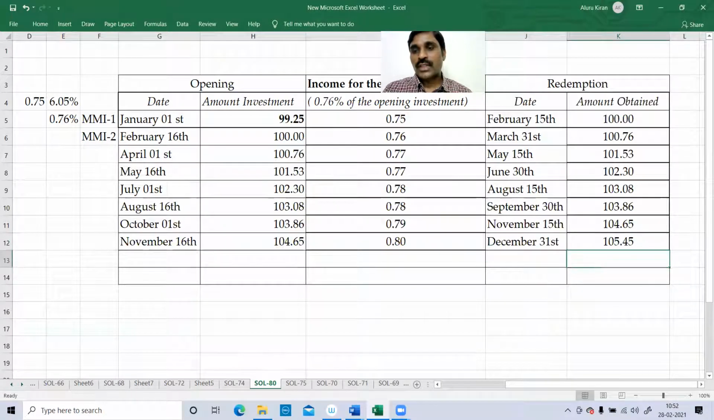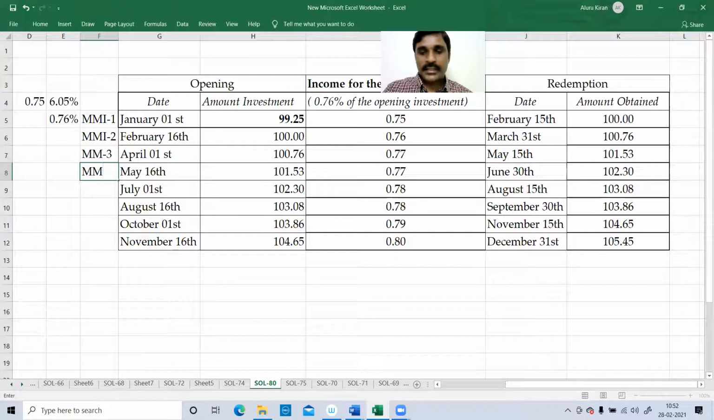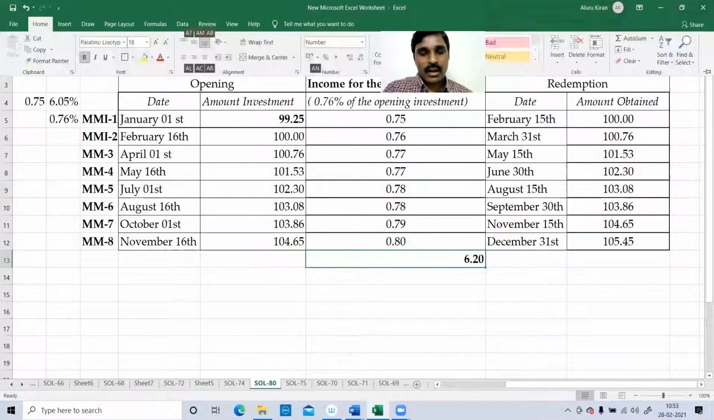That's it. January 1st I started and December I closed it. You can use the April to March financial year also, but anyway, 8 cycles will have happened. I have observed it: total 8 cycles, MM1 through MM8. So out of all the 8 cycles, what is the total income we got?